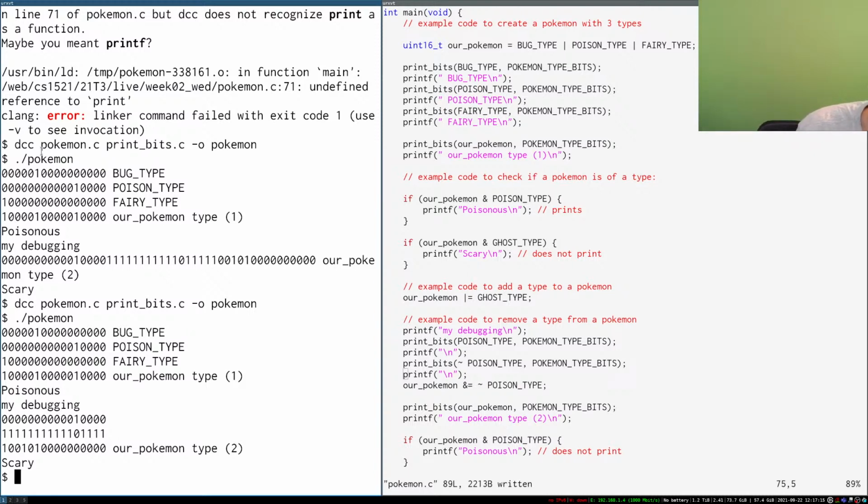So here's my debugging output. This is the sort of stuff I want you doing. I've printed out the bits. That's the poison type. That's not poison type. And then if we AND our value with that, it has the effect of chopping out that bit. So this bit was set here, we AND it with this value here, and the end result is we get a value without the bit set.